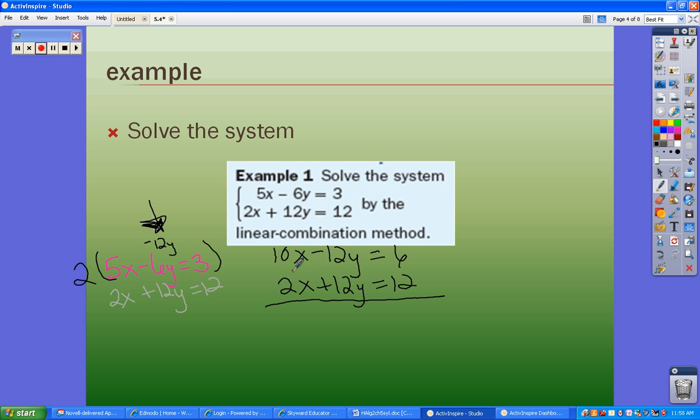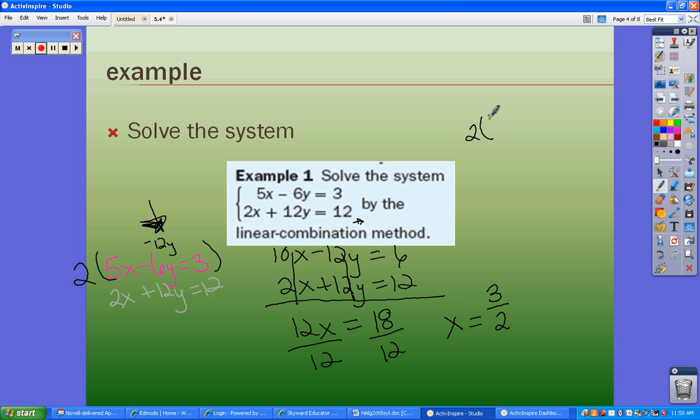Add them up. Going straight down, I now have 12x eliminated, so it's 0, equals 18. Divide both sides by 12. 3/2. They both have a 3 in common. Okay, not quite done. I still need the y value. Pick your favorite equation. I'm going to pick the bottom one because I'm multiplying by 2 there, and I think that will help me out when I'm using 3/2.